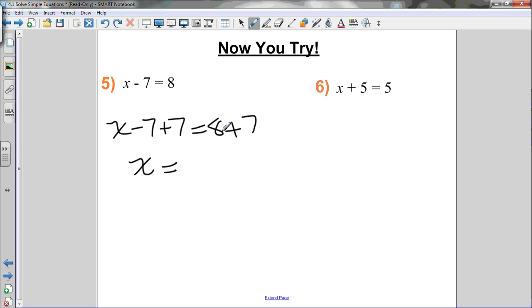I'm left with x equals 8 plus 7 is 15. So my solution to that equation is x equals 15. And 15 minus 7 is 8, so that's the correct answer.